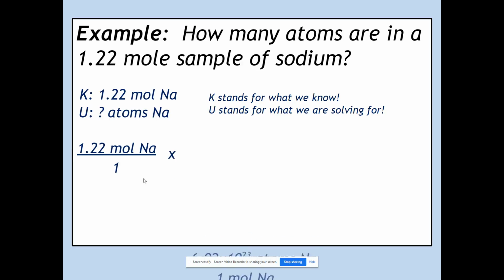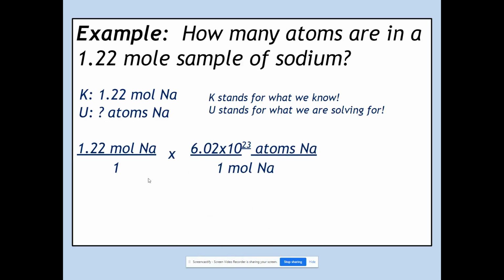We are then going to multiply by our conversion factor such that the units cancel. We do not want to have moles as our final answer. We want to have atoms. So we're going to take Avogadro's number, right? However many particles we need to make a mole, 6.02 times 10 to the 23rd atoms of sodium make 1 mole of sodium. We know we have about a mole and a quarter.